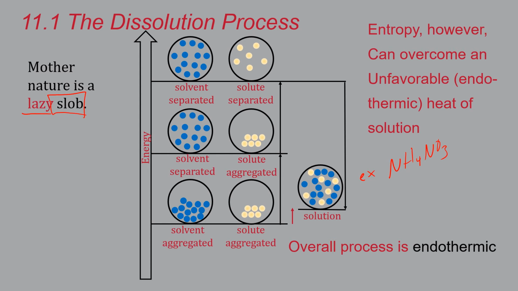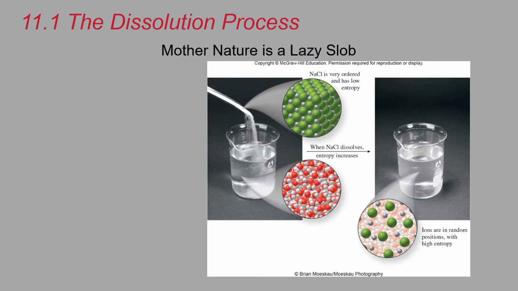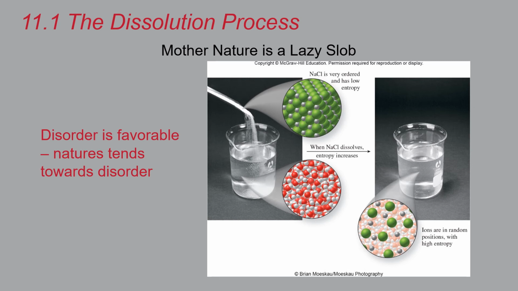So entropy is a word that scientists use. It's actually a quantification of disorder. And nature, so processes that lower the energy of a system tend to be spontaneous. The other thing that can make something spontaneous is an increase in disorder, because Mother Nature is a slob. All right, so disorder is favorable. Nature tends to favor more disordered states. Processes that result in an increase in disorder tend to be spontaneous also.